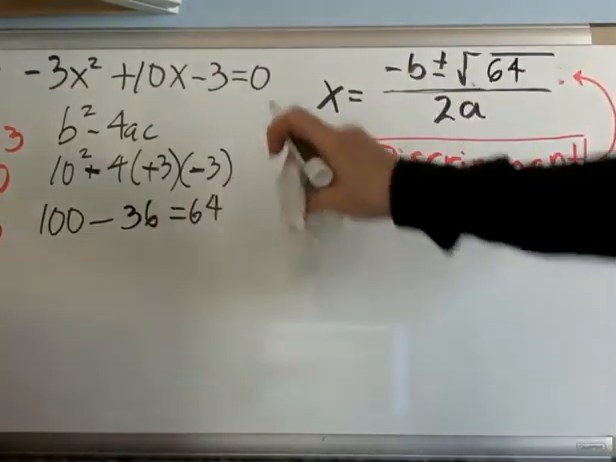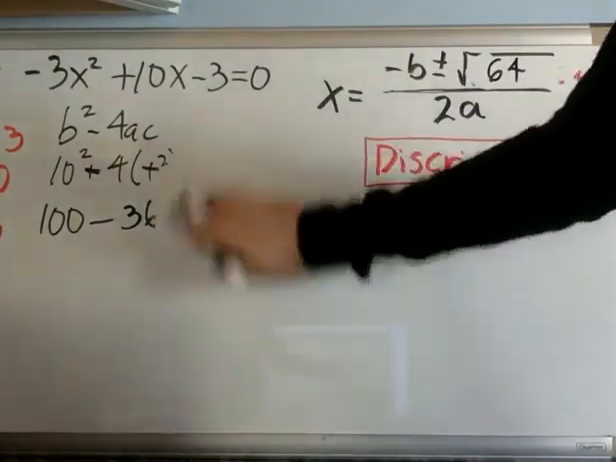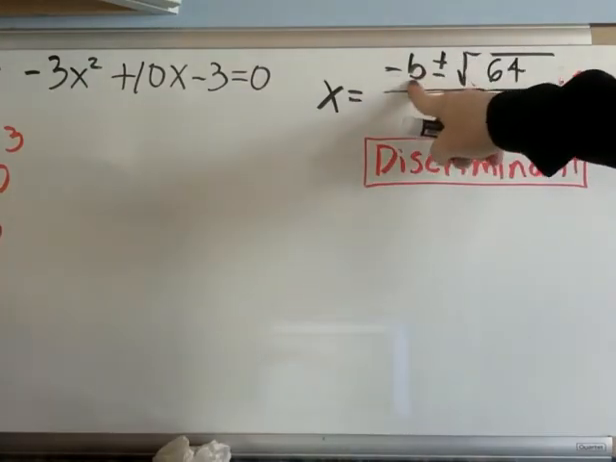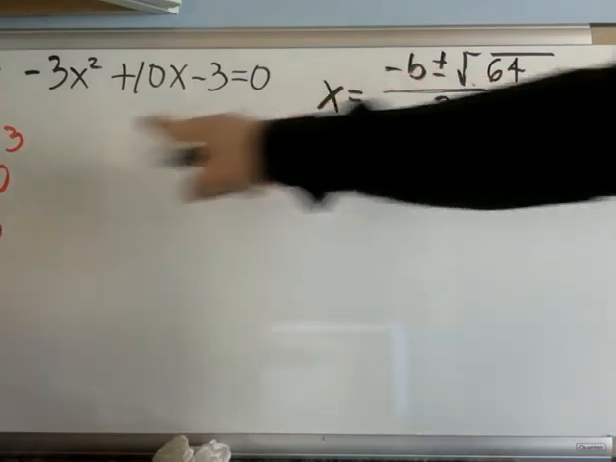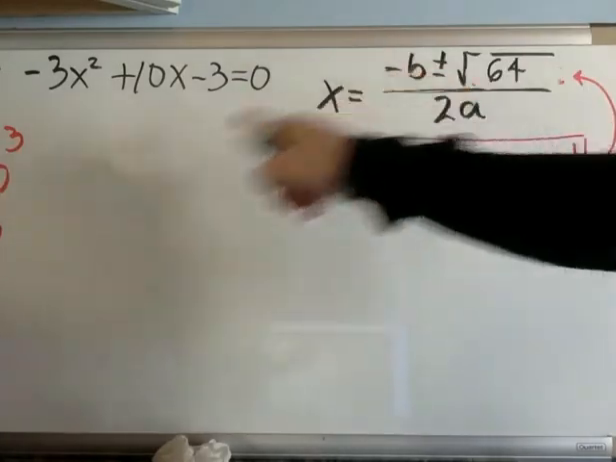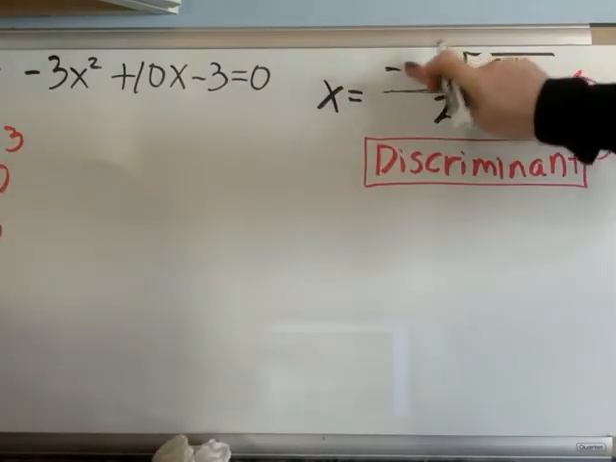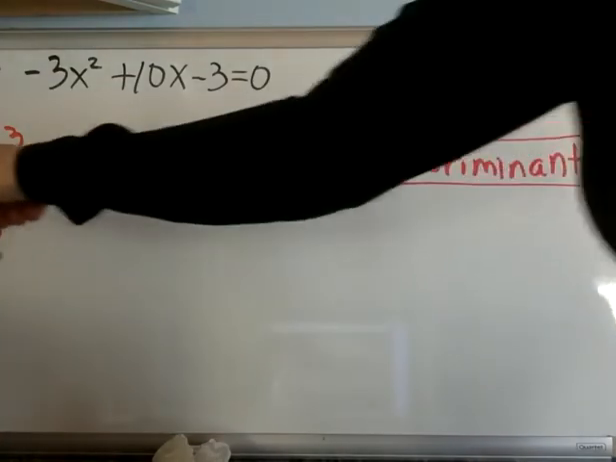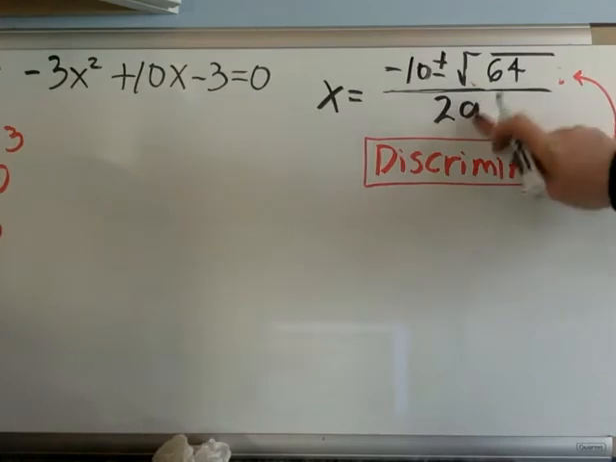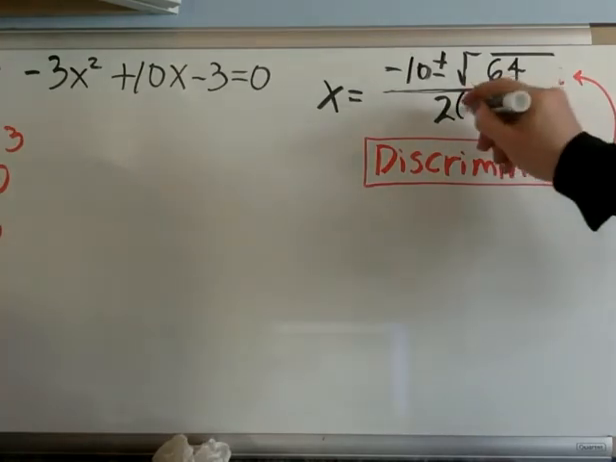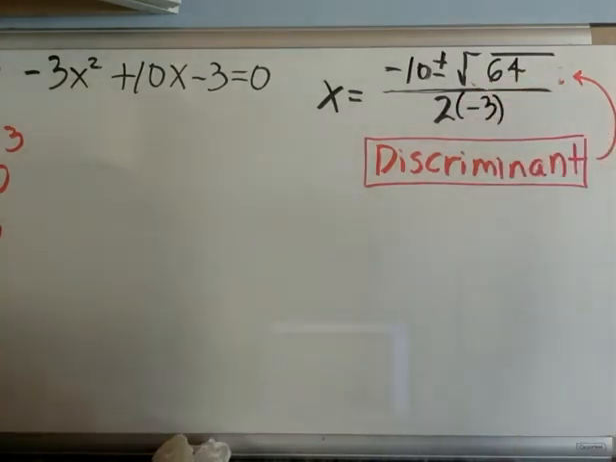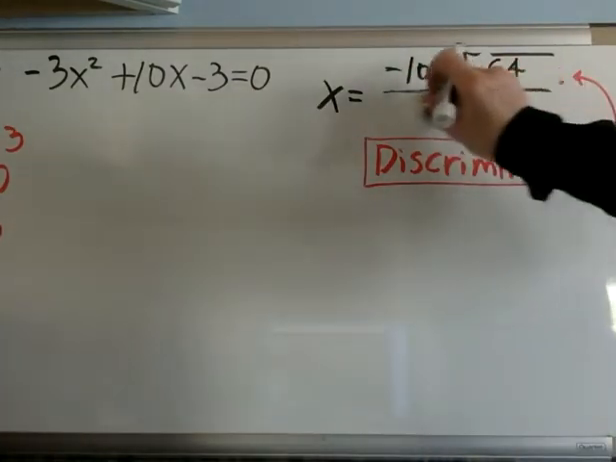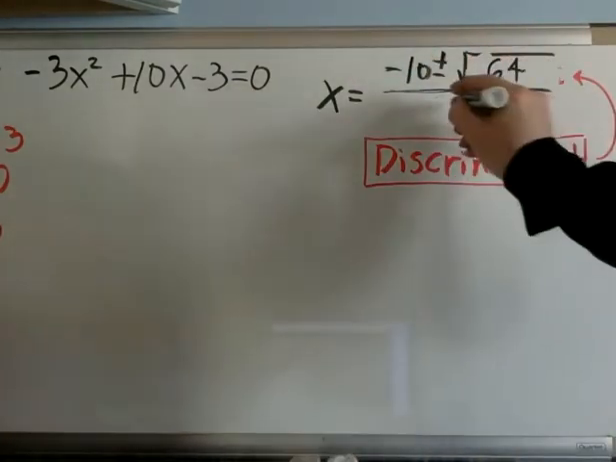So let's go ahead and do step 4. I'm going to erase all this to finish the problem out. I'm going to replace the negative b with negative 10. Negative b just means the opposite of b, so it's going to be the opposite of 10. And 2 times a is 2 times negative 3, which changes to negative 6. So that's what I end up with here, negative 6 in my denominator.